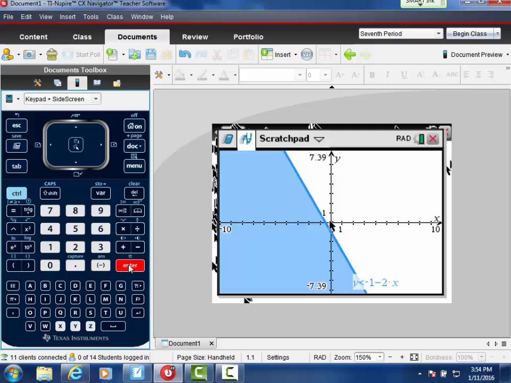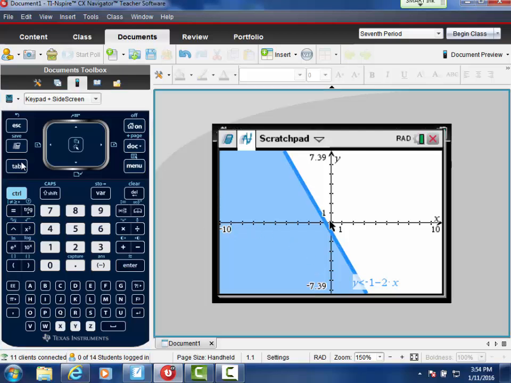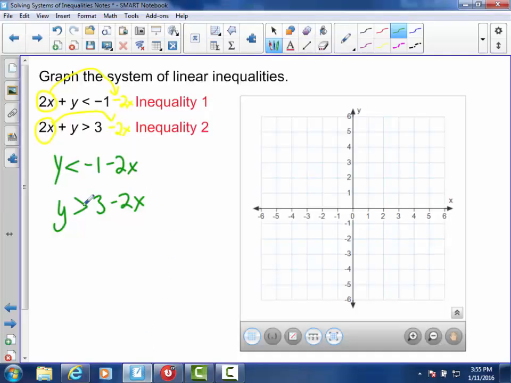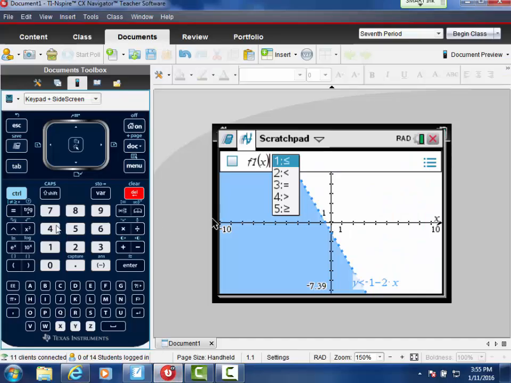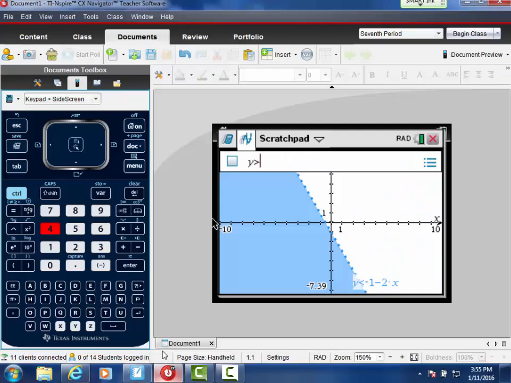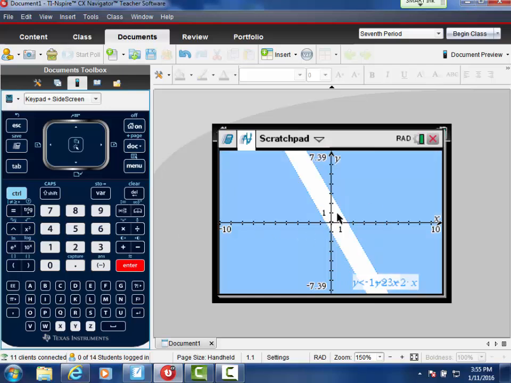Okay, and go ahead and hit enter. All right, and so that's what it's going to look like. So we're going to hit tab, and we're going to use our delete to back it up, and then our second symbol was the greater than symbol. So we want to select number 4, and then we type the rest of our equation, which was 3 minus 2x. So 3 minus 2x.